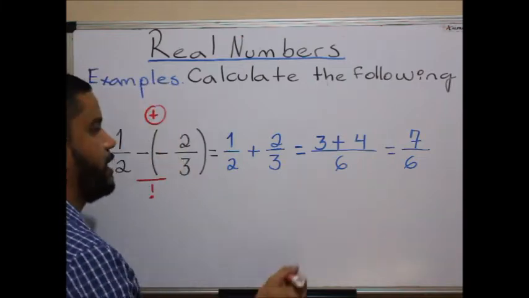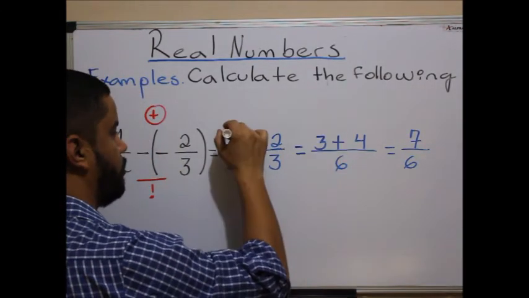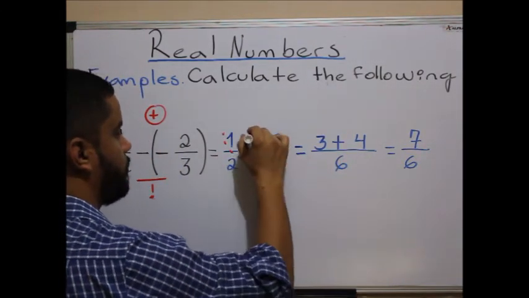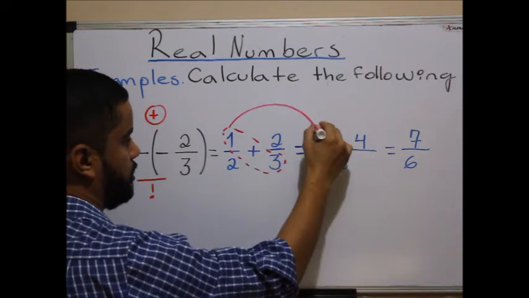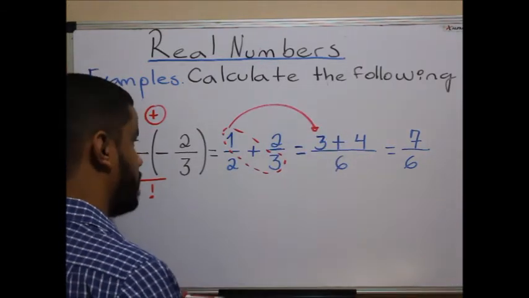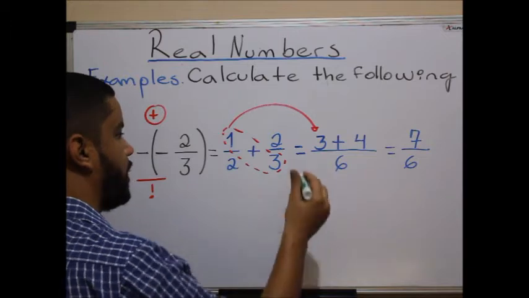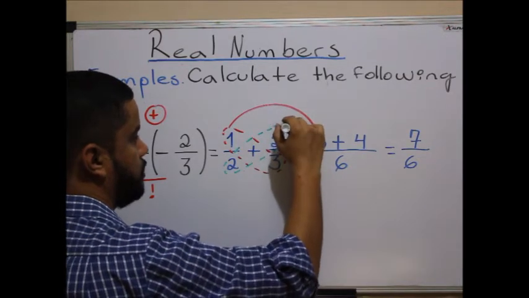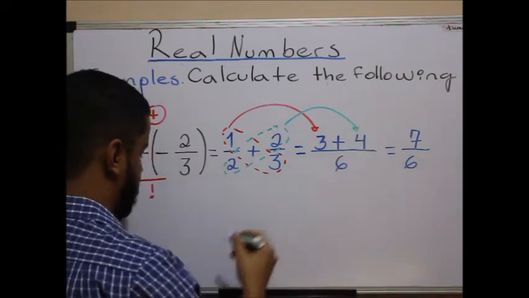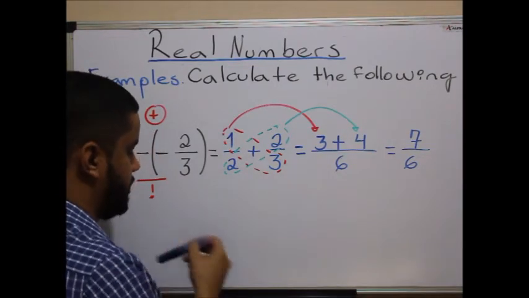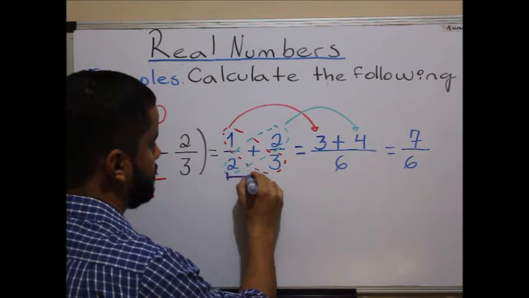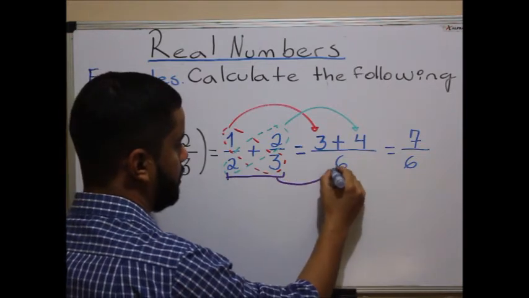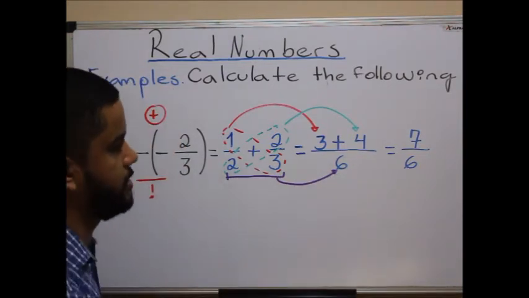Remember that to get this number 3, we multiply 1 times 3, that is equal to 3. Then we multiply to find the 4, 2 times 2, and we get 4. And for the last number, that is 6, we multiply 2 times 3, and then we get 6.